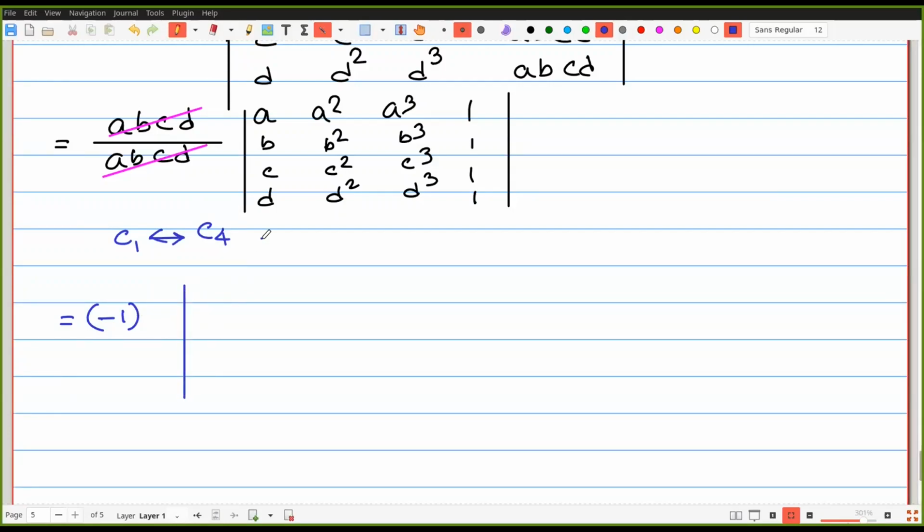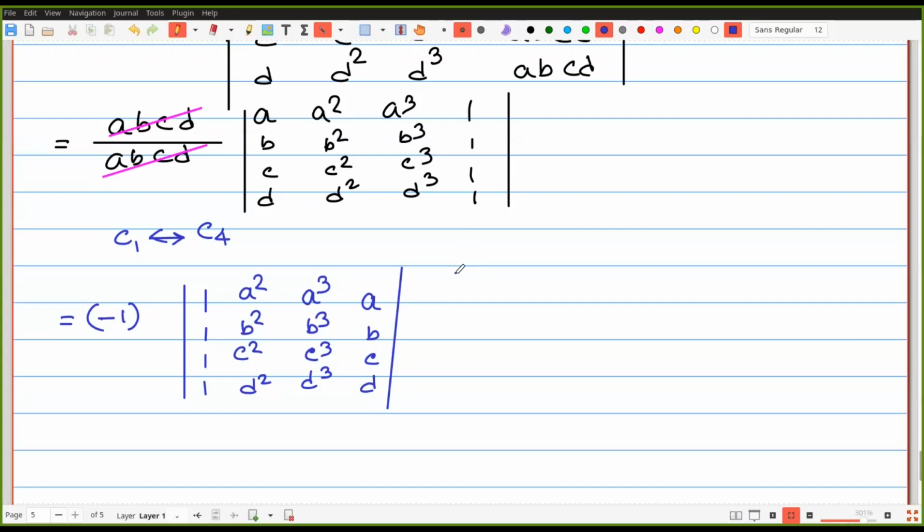So at first we are changing the first column and fourth column. So now the first column is 1, 1, 1, 1. Fourth column is A, B, C, D. Second column A square, B square, C square, D square. Third column A cube, B cube, C cube, D cube. Okay. Now that is looking like delta 1 but not delta 1.